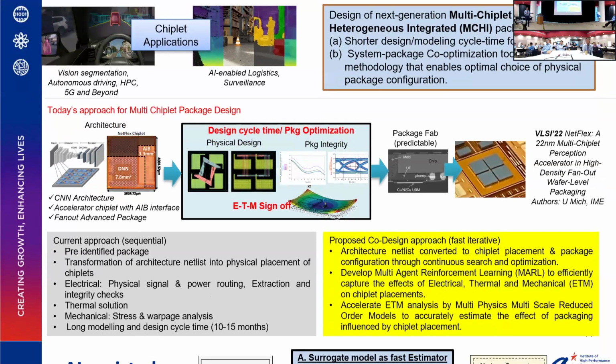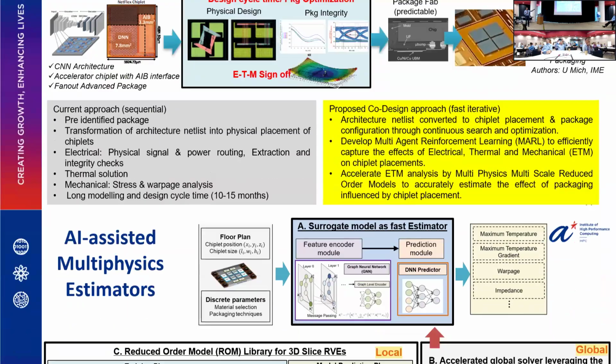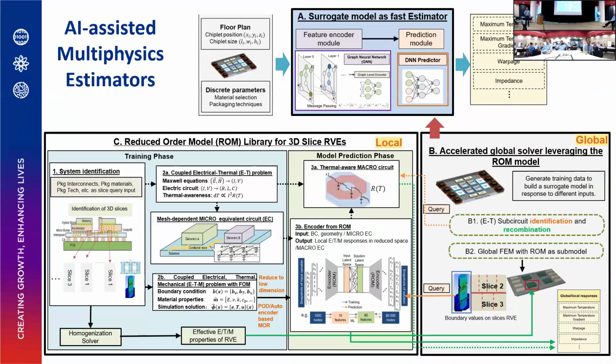And this is essentially what is being done as part of the quad package by the colleagues at IHPC. My team is trying to develop AI-assisted multiphysics estimators, where you can very quickly compute things like effective thermal resistance, warpage, and impedance mismatch, given the configuration of the different chiplets and given the architecture.